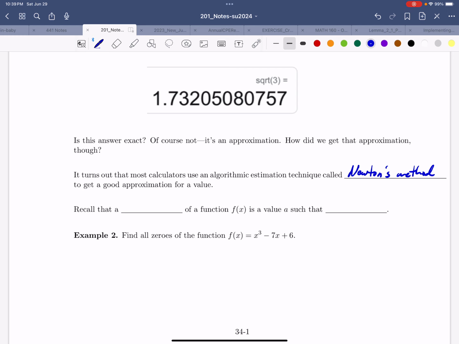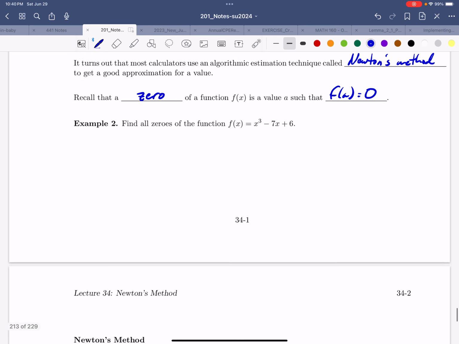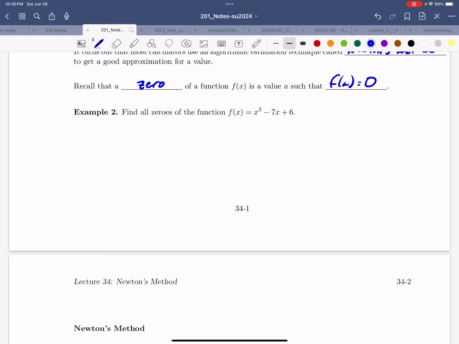Now, let's recall that a zero of a function, or you might hear it as the root of a polynomial if it's a polynomial, is a value a such that f of a equals 0. So, for example, if we wanted to find all zeros of this function, one method is called guess and check. If you know the rational root theorem, you know that all the rational roots have to divide 6. So plus or minus 1, plus or minus 2, plus or minus 3, plus or minus 6. So let's just try. f of 1 is 1 cubed minus 7 times 1 plus 6. Oh, look, that equals 0.